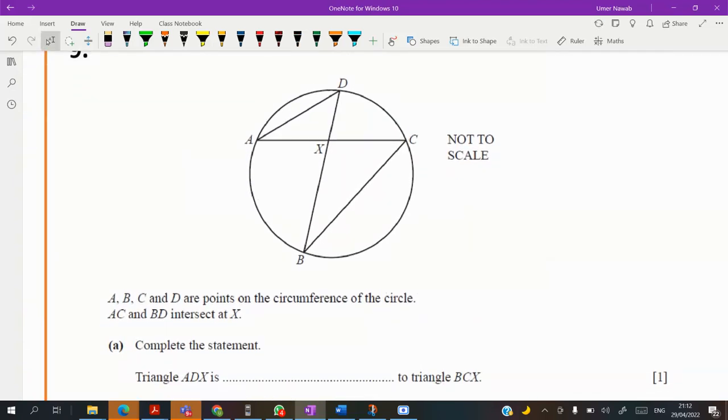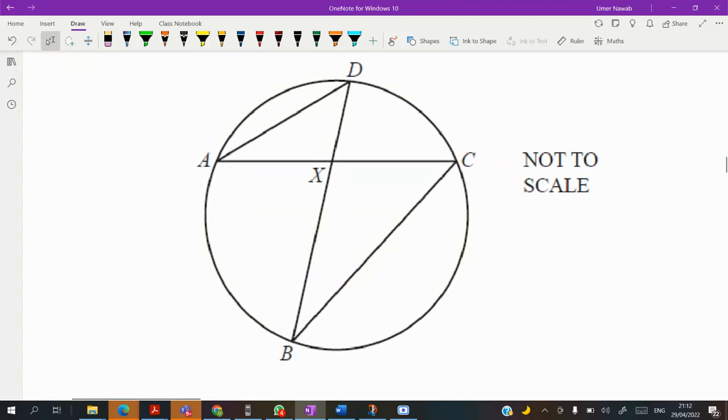Guys, an application of similar triangles. I want to show you how the two triangles are similar. In my video of similar triangles, I told you that in similar triangles all angles are the same. How are the two triangles similar here? Let me explain. Number one, this angle x, AXD, is the same as BXC. These two angles are the same, right? Because they are vertically opposite angles.